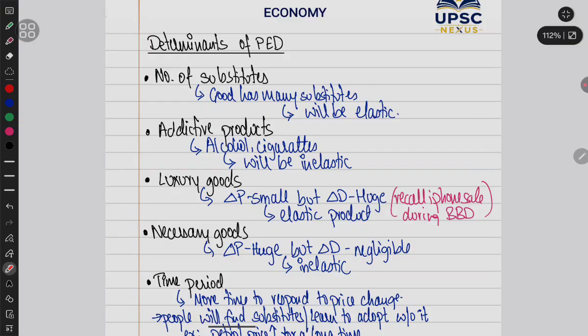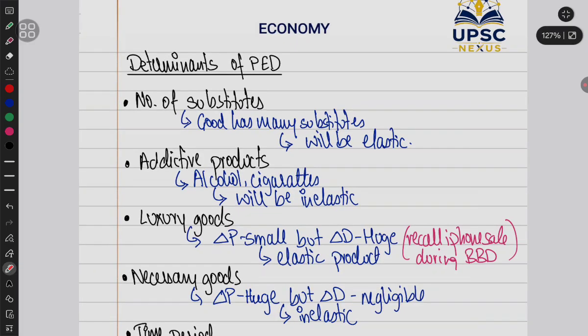Okay, now price elasticity of demand is finished. Now we will discuss determinants, meaning what are the things that determine what the price elasticity of demand is. Number of substitutes. See, for example, you have a lot of substitutes. Let's say for example the good is coffee, so you have tea, green tea, black tea. Right, so if a good has many substitutes, it will be elastic because people can easily shift from coffee to tea or green tea or black tea, right? If there are no alternatives, it will be inelastic.